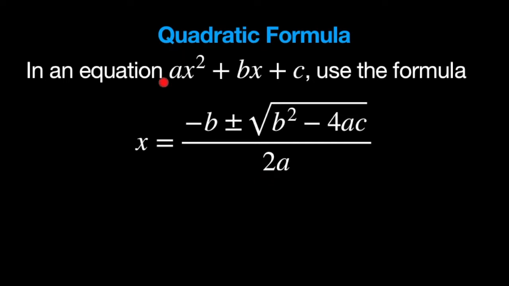So a is going to be the first coefficient, wherever the x squared is. B is going to be next to our variable, the coefficient next to the variable with no exponent. And c is going to be the number by itself.